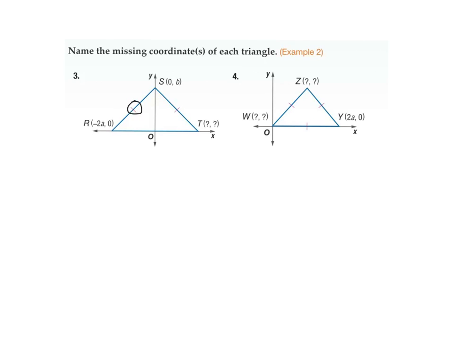Okay, so here's question number 3. We've got the little signs that say this is an isosceles triangle, which means that the distance from here to here, which in this case is negative 2a, must also be congruent to this distance. So if this is negative 2a, then T must be 2a and 0. Because don't forget, your second question mark here is the y-coordinate. It's not moving up at all, so that's the answer, 2a, 0.